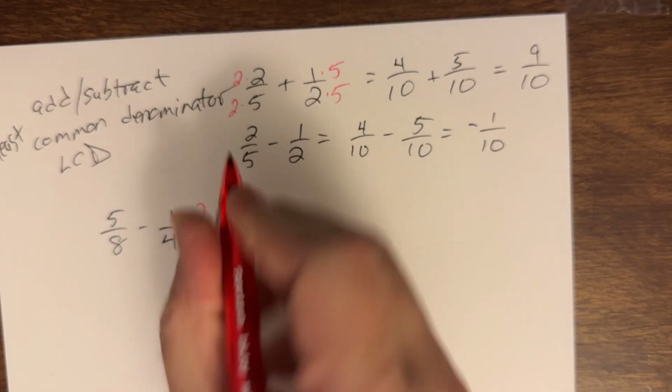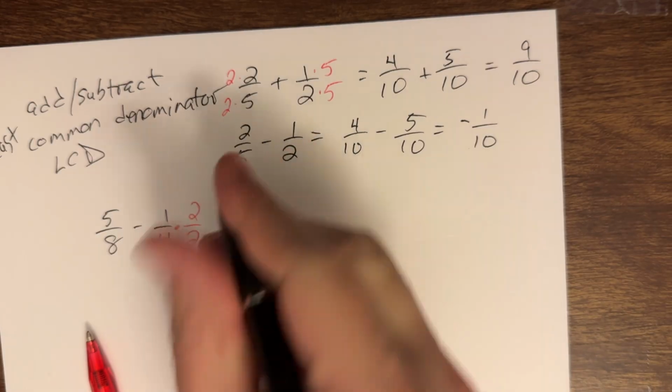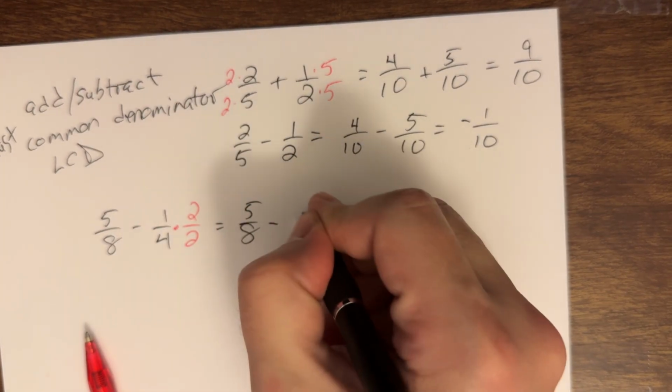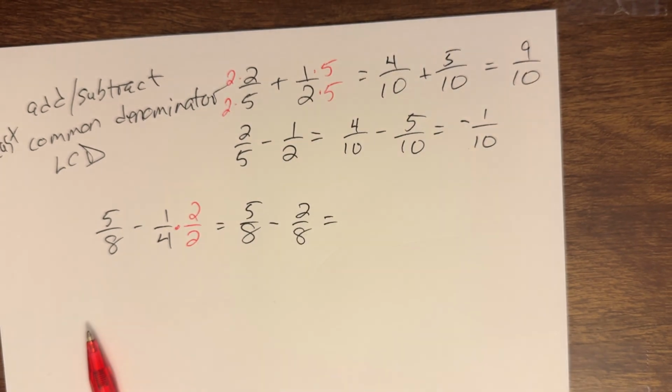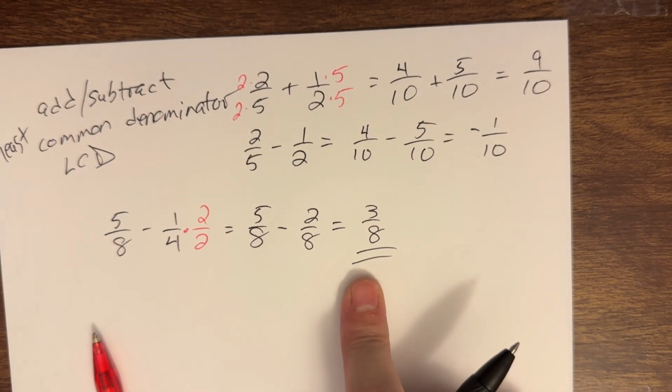That would just be multiplying this one by 2. That would give me the 8 here, and I already had the 8 here. This will become minus a 2 over 8, and now 5 minus 2 is 3, so my final answer would be 3 over 8.